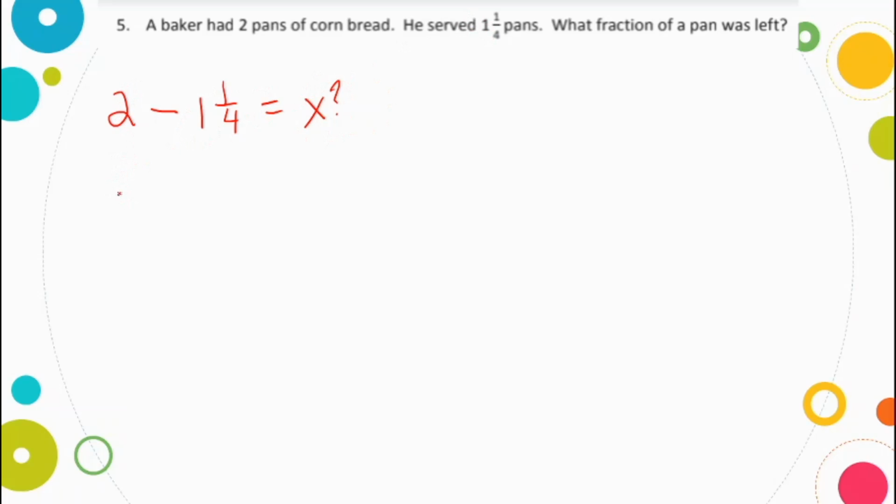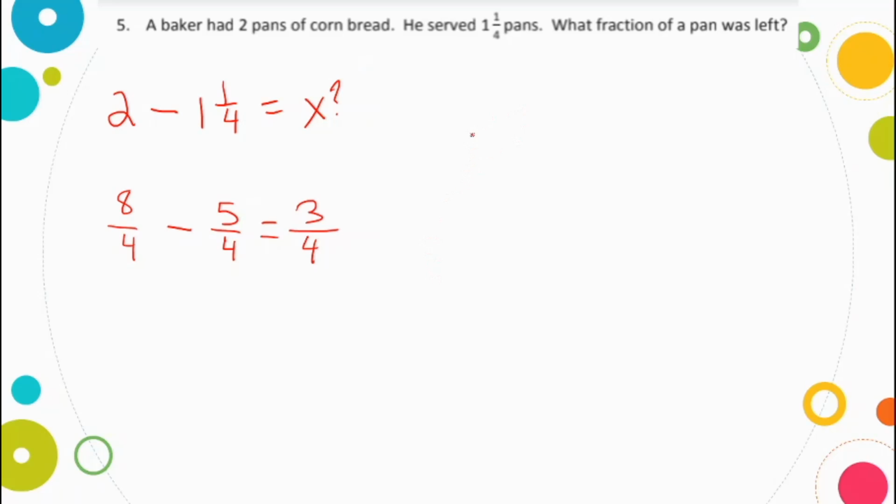So let's go ahead and do this. We know that if our denominator is 4, 2 is going to be 8 out of 4. Now we have to convert this one as well because it's also in mixed number format. So 1 whole is equal to 4/4 plus 1 would equal 5/4. So when we subtract 8 minus 5, we end up with 3 out of 4. So this is how much the baker should have left over.